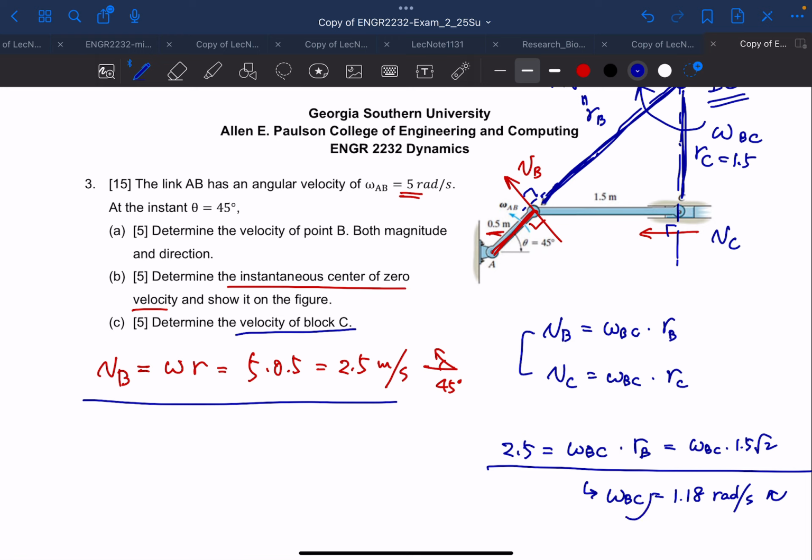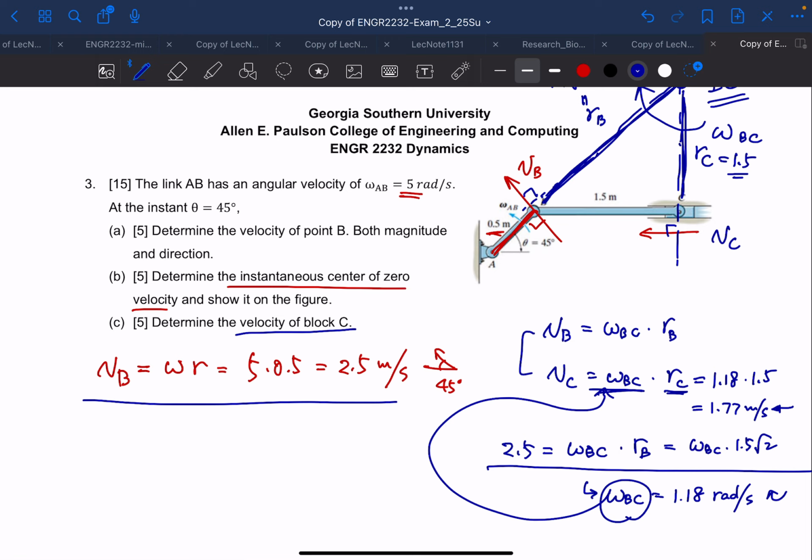And we can utilize this with that RC, which is 1.5. So 1.18 times 1.5, and that should give us something like 1.77 meter per second. And of course, it is going to the left side.